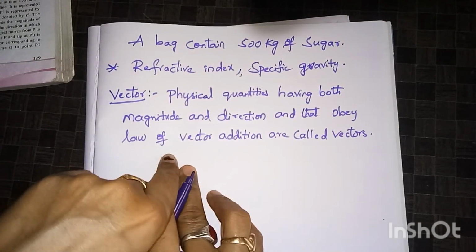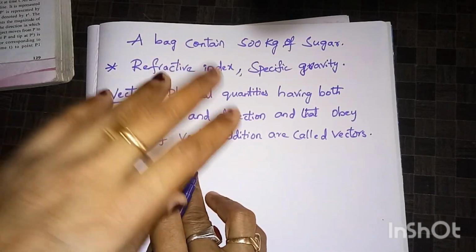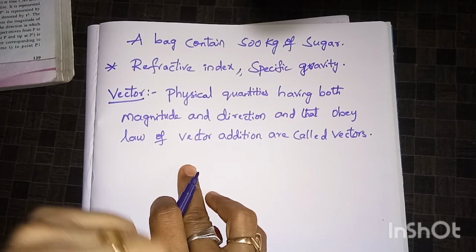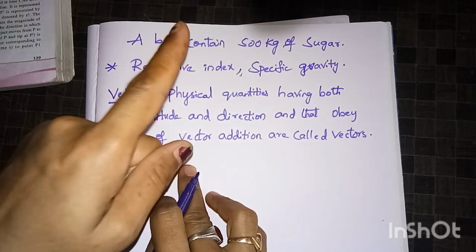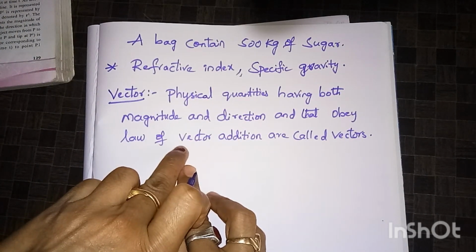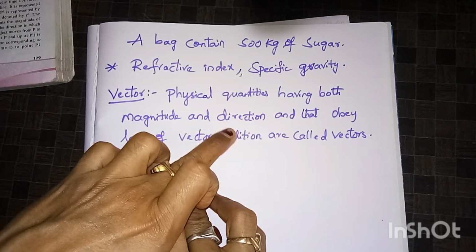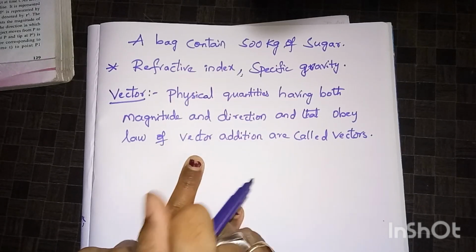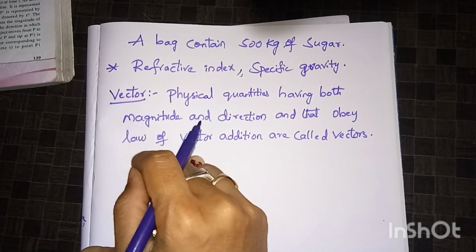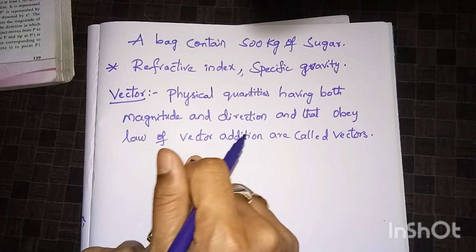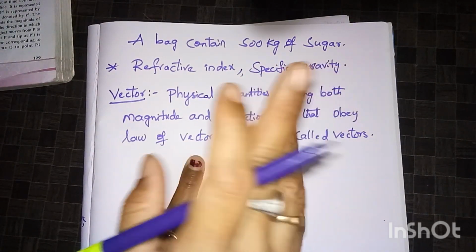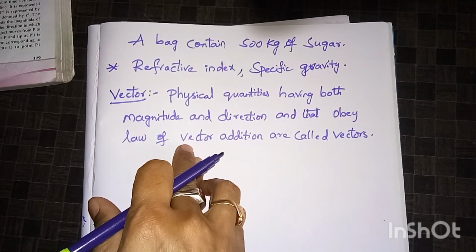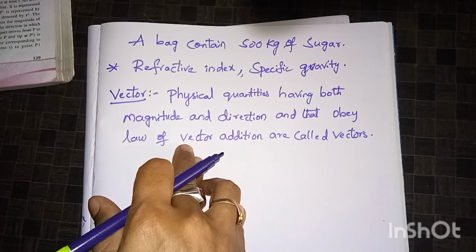So we discussed that scalar means physical quantities having only magnitude, that we considered as a scalar. So the physical quantities should have both magnitude and direction. Magnitude means length as well as direction, and should also obey the law of vector addition, that we call vectors. What is meant by the law of vector addition, we are going to discuss in the next classes.